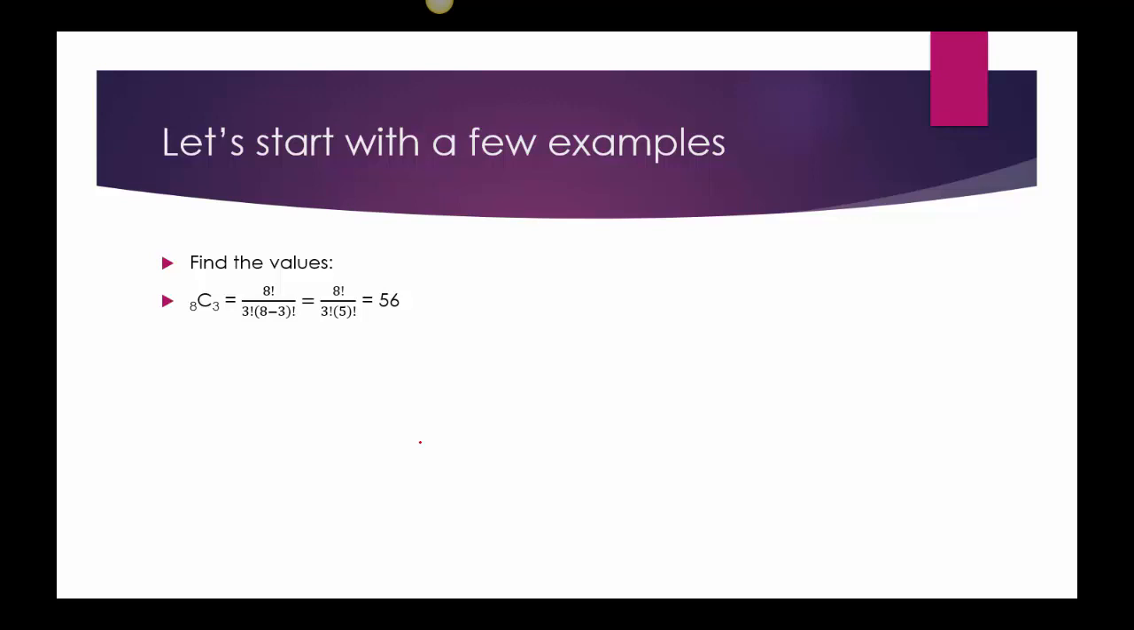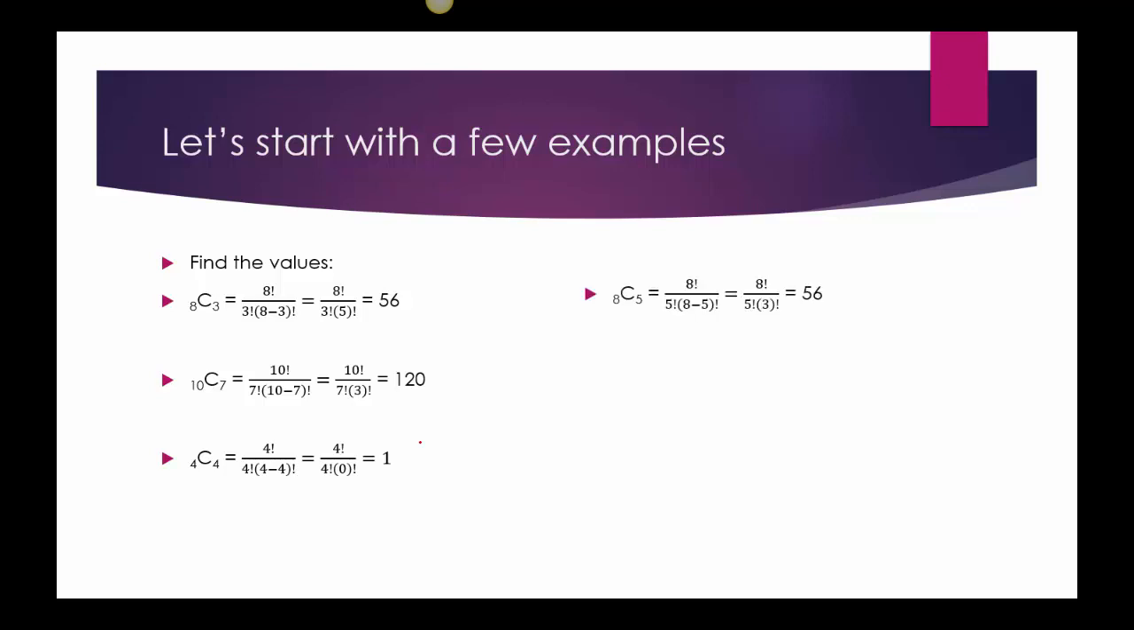All right, so this one, I have a combination of 8 choose 3. So 8 combination 3 says 56. If I do 10 choose 7, so I have 10 things and I'm selecting 7 of them, it would be 120. 4 choose 4: I have 4 things and I'm going to select all of them. There's one way to do that if order doesn't matter.